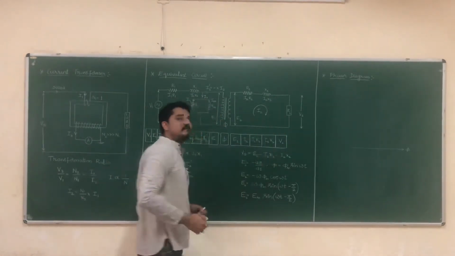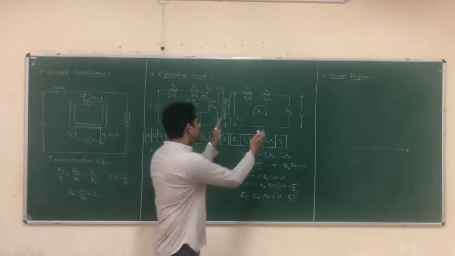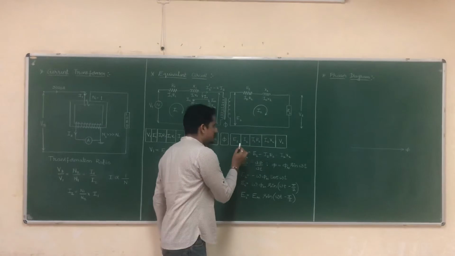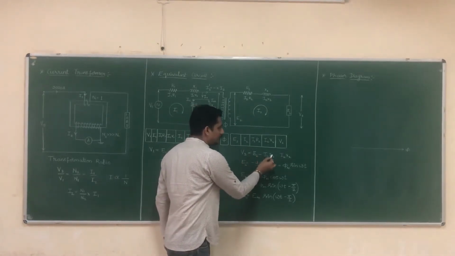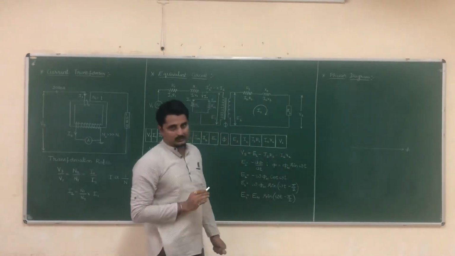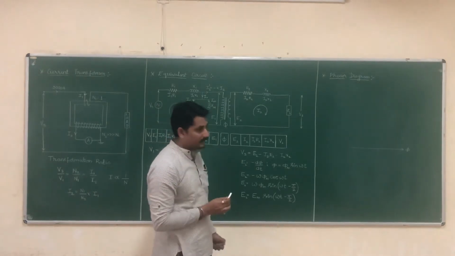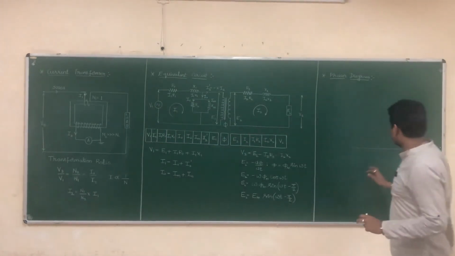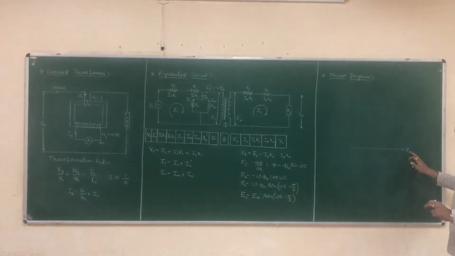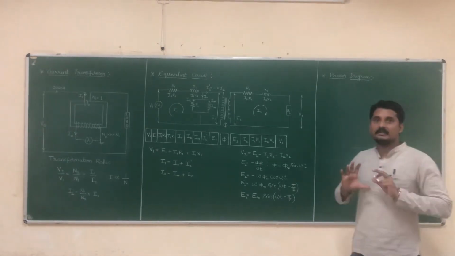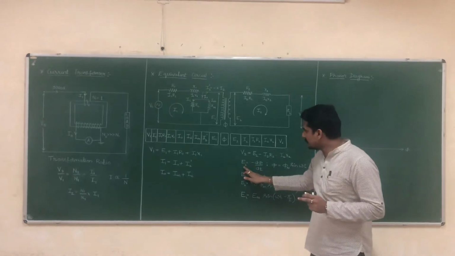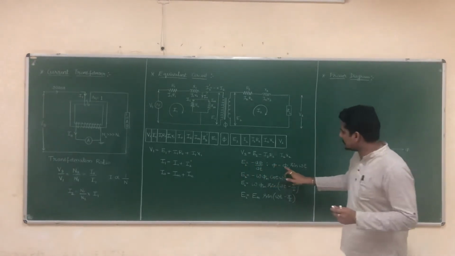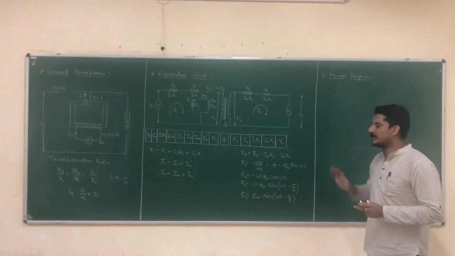Okay. Now let us consider the secondary end. If I apply KVL to this part, what happens? V2 is equal to E2 minus I2 R2 minus I2 X2. This is the expression. Now here, if I observe, I am not having any equation relating to phi. So I will consider Lenz's law, that is E2 is equal to minus d phi by dt. What is this phi? Phi is nothing but phi m sine of omega t.